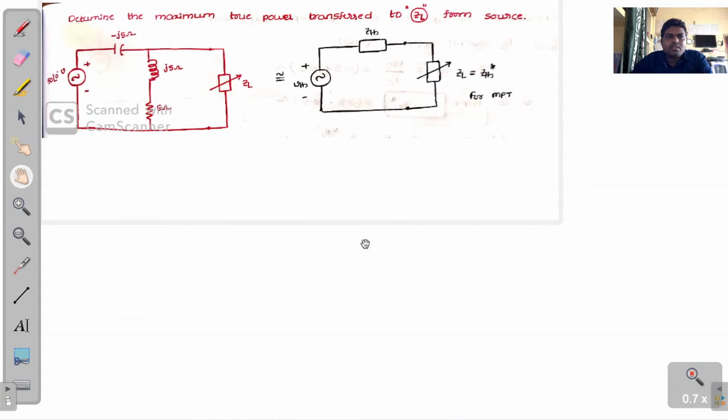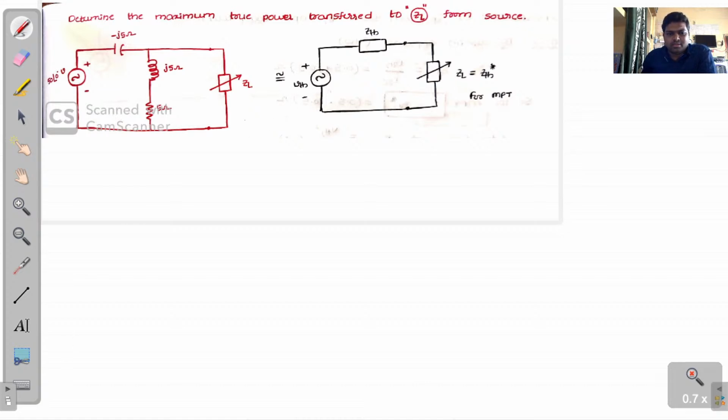So our next problem is: determine the maximum true power transferred to ZL from the source. So this is our circuit. The circuit consists of reactive elements like capacitors and inductors also, so the equivalent circuit is V Thevenin, Z Thevenin and ZL.